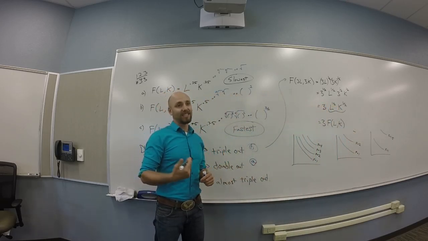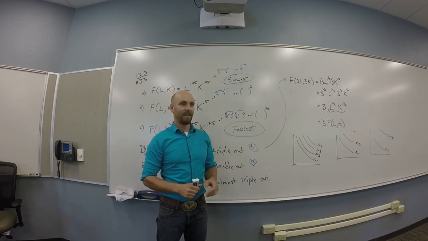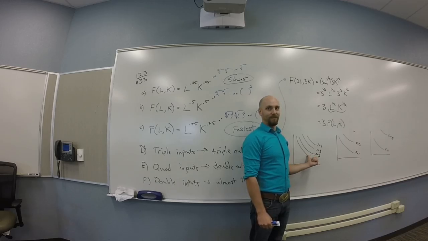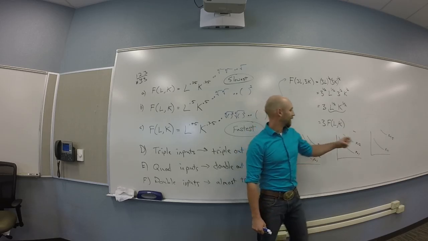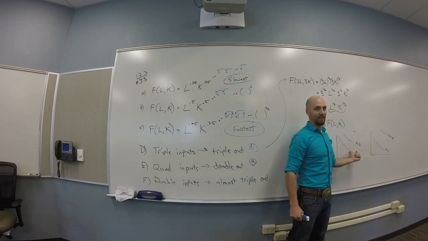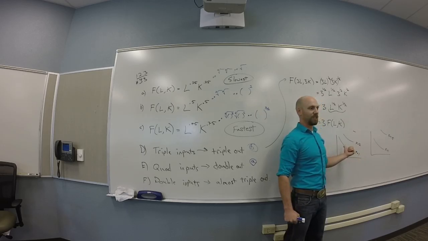So which one's the fastest one? The one that's 1.5. Yeah, that's the slowest number. Which one's the steepest, right? This one's the steepest. That one's the flattest. This one's the middle. You guys with me on that? Cool. Does that help a little bit?